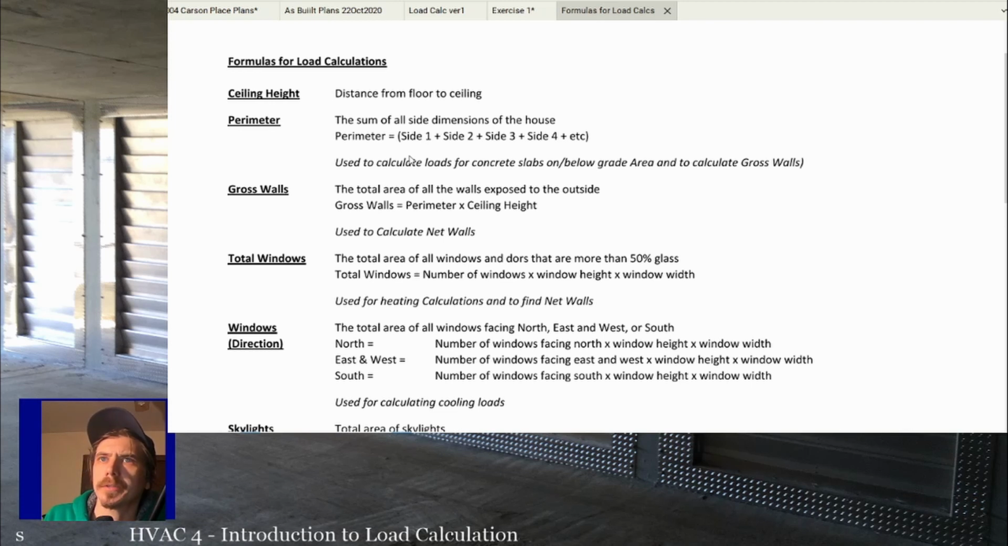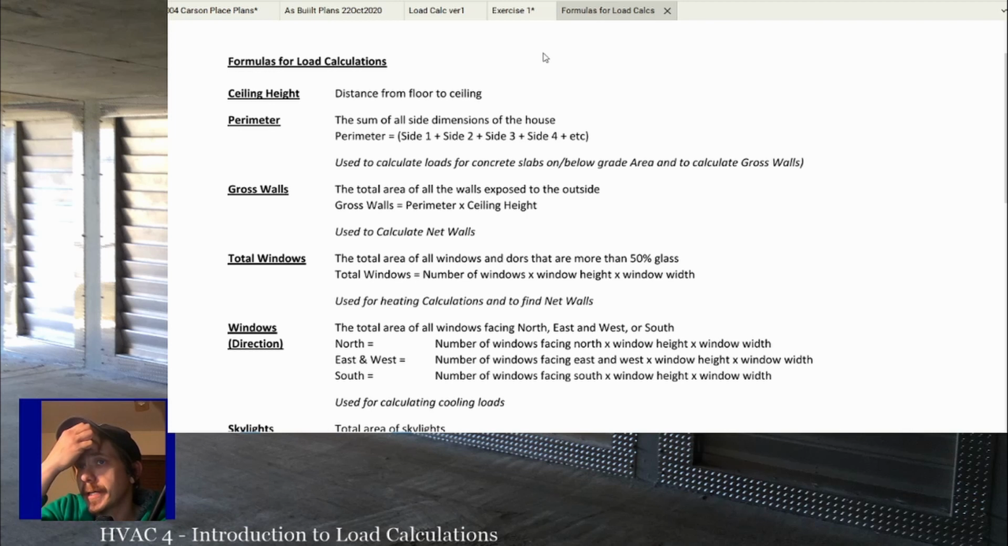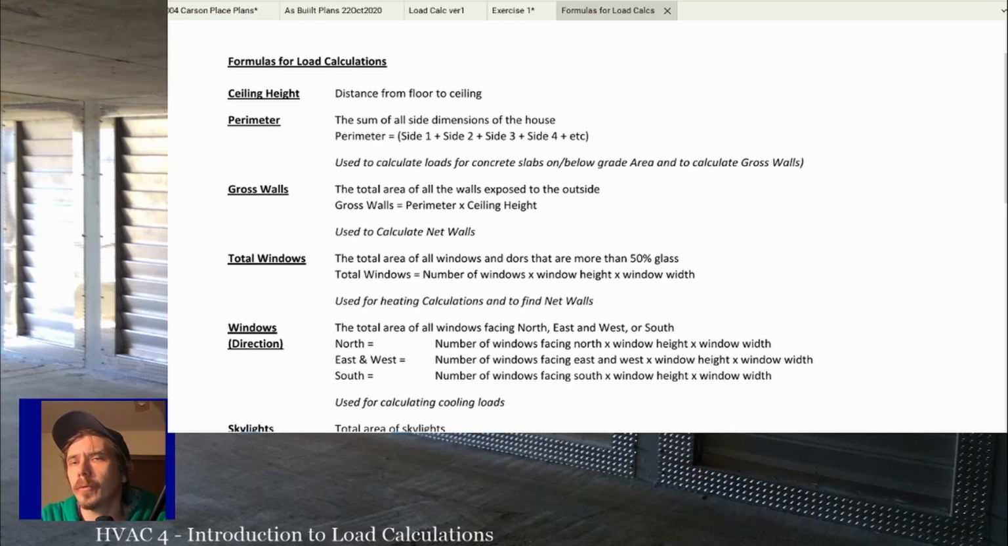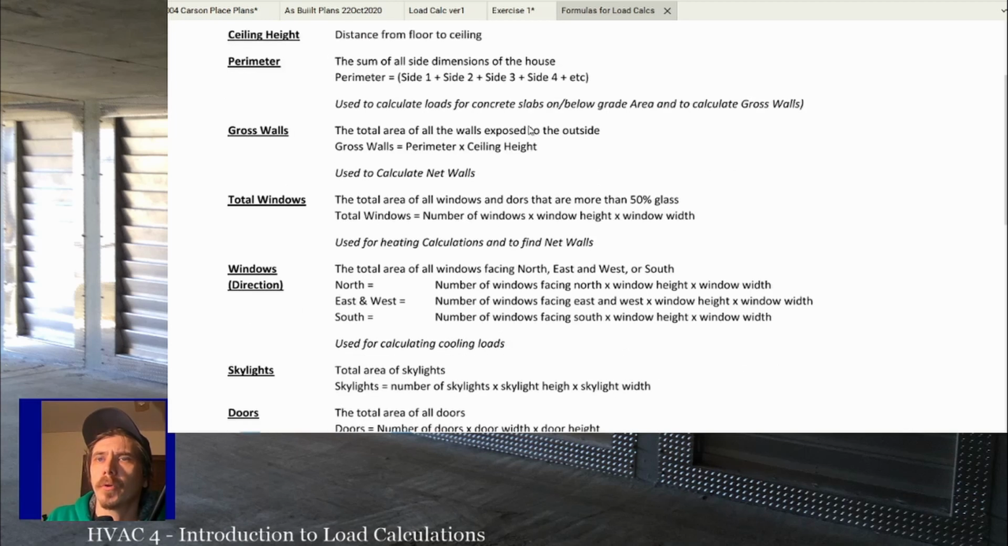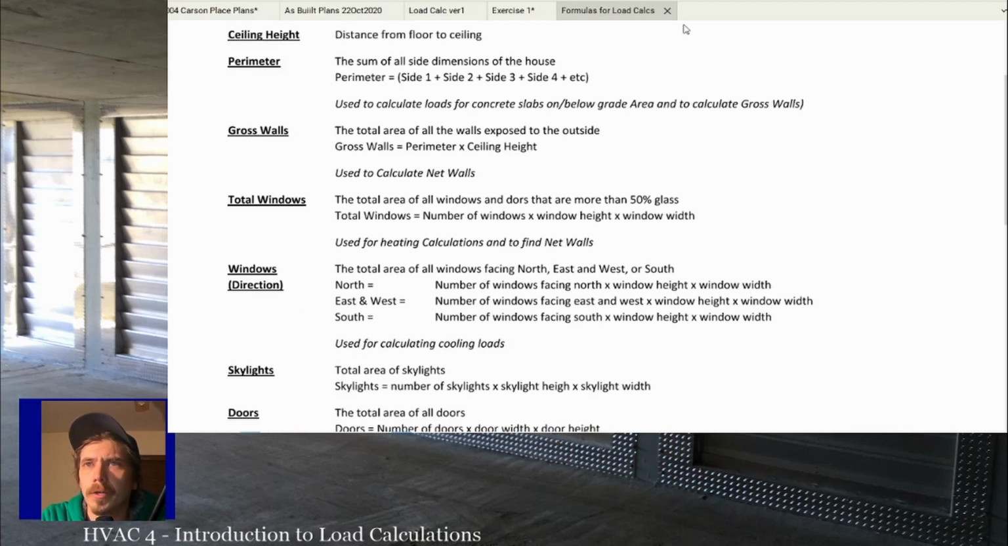So, formulas for load calcs. The first thing you need to know is ceiling height, and I'm going to give that to you. But obviously, the ceiling height is the distance from the floor to the ceiling in any given house, right? So, the ceiling height I'll always be giving, but out in the real world, you have to measure the height from floor to ceiling because you're going to need it for quite a few of the things we got to figure out, right? The perimeter of the house, the perimeter of a square or a circle, right?